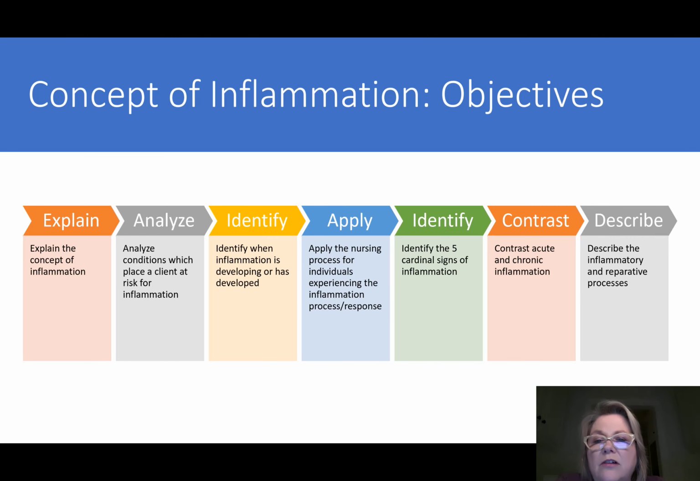So, under this concept, we're going to look and explain the concept of inflammation. We're going to analyze the conditions which place a client at risk for inflammation. We're going to identify when inflammation is developing or has developed. We're going to apply the nursing process for individuals experiencing the inflammation process and response. Identify 5 cardinal signs of inflammation, contrast acute and chronic inflammation, and describe the inflammatory and reparative processes. So let's get started.